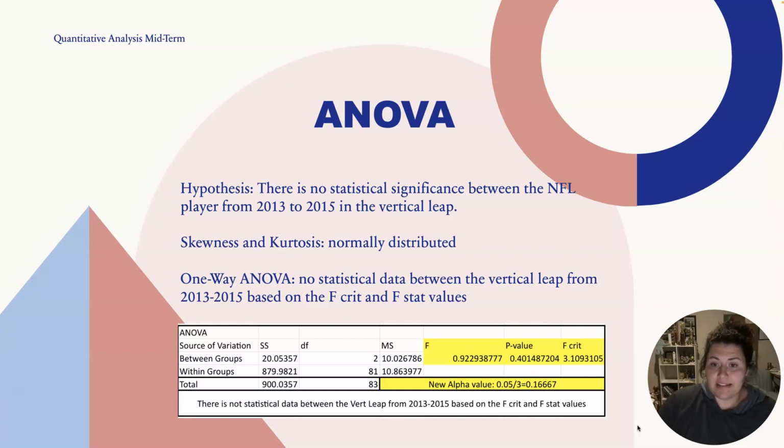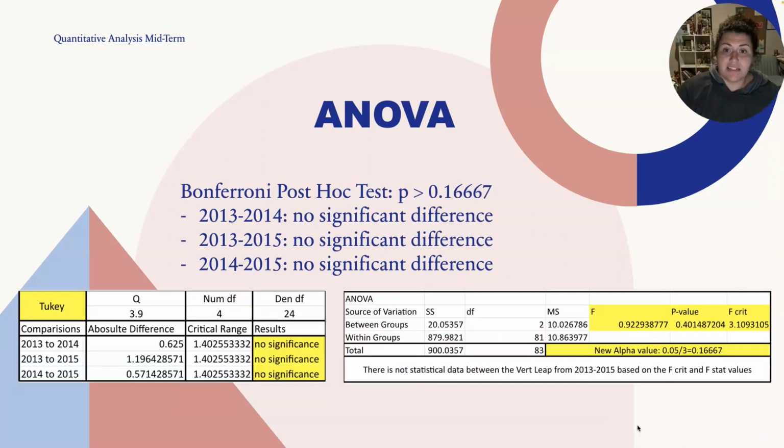And then moving into the next slide, we need to see what the new alpha value would be, which was 0.16667. To figure out if our hypothesis was true or not, using the Bonferroni post hoc test, anything that had a p-value greater than 0.16667 would show that there is no statistical significance between these. So looking at this, 2013 to 2014, 2013 to 2015, and 2014 to 2015, all of these show that there was no statistical significance in their vertical leaps.